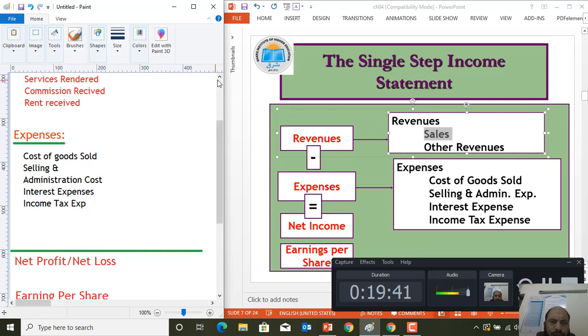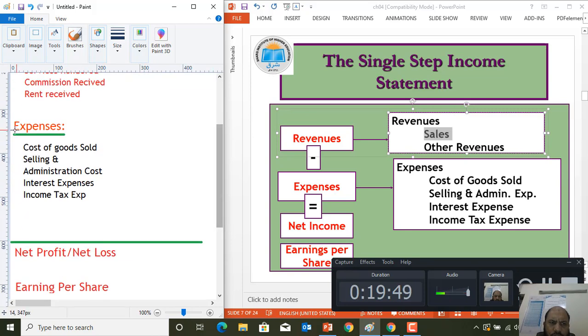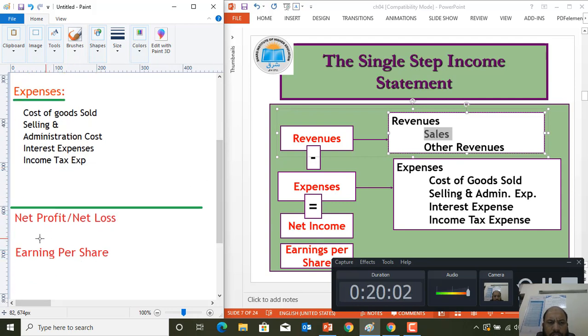So from this revenue, these are the revenue accounts. From all these revenue accounts, we will deduct these expenses accounts. So when we deduct that, what will be the result? Result will be net profit, or result will be net loss. So if there is net profit, what we will do? We will divide this net profit on outstanding shares of the company. So when we divide this on the outstanding shares of the company, our result will be earning per share, or we will find the earning per share ratio.